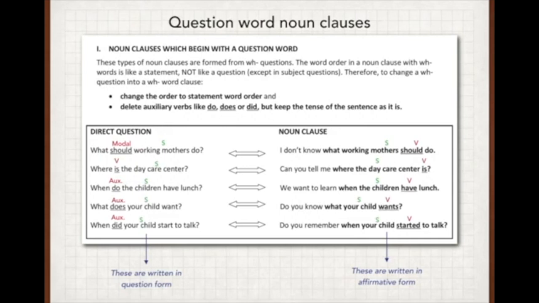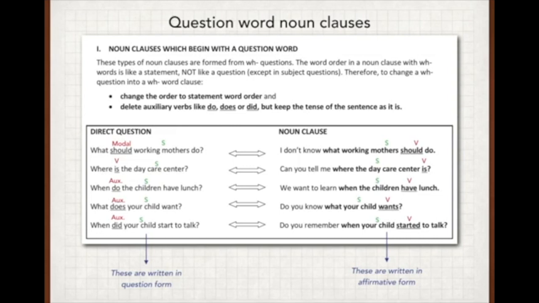And the important thing to remember is this: the noun clause is written in affirmative form because it is not a question. Can you tell me is a question. Do you know is a question. Do you remember is a question. But the noun clause is not a question. The noun clause is an object, so it should be written in affirmative form.